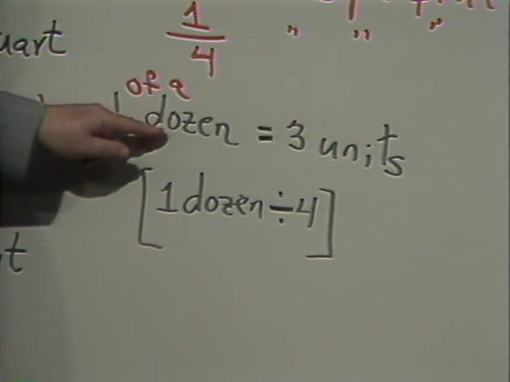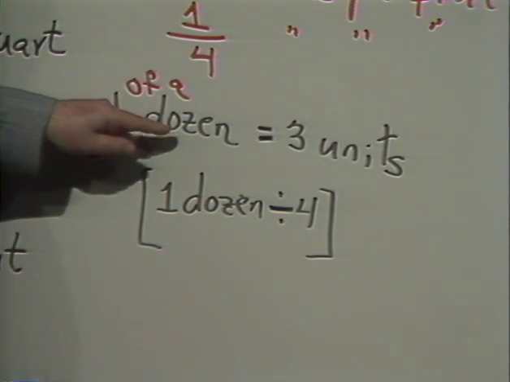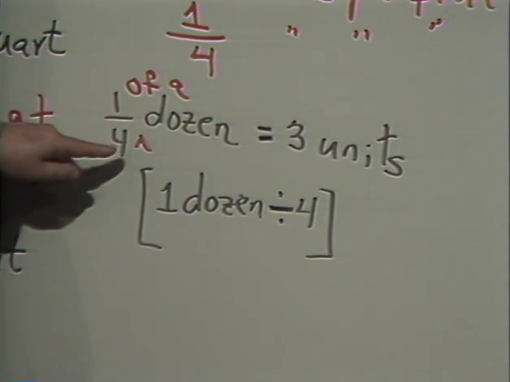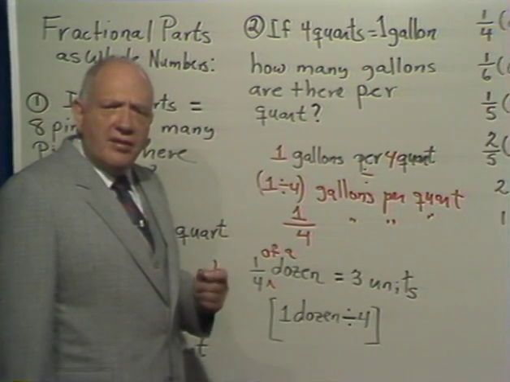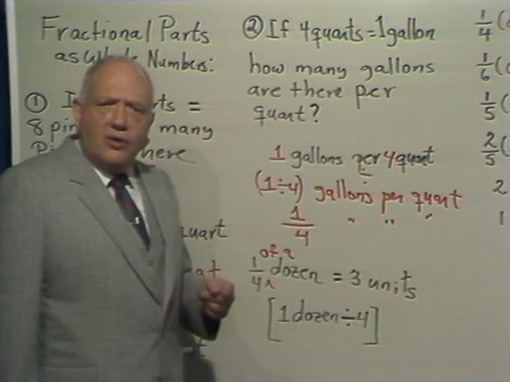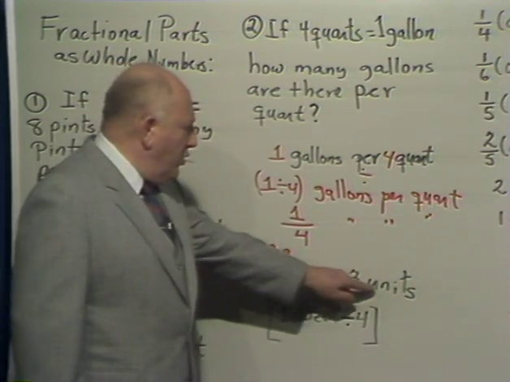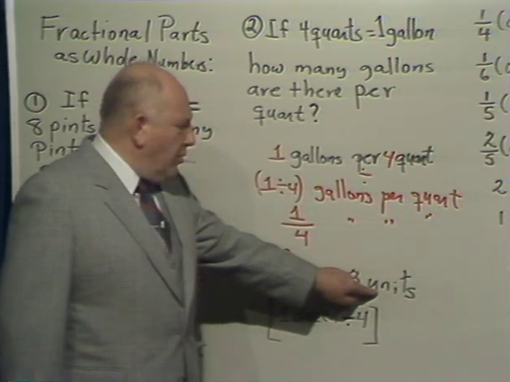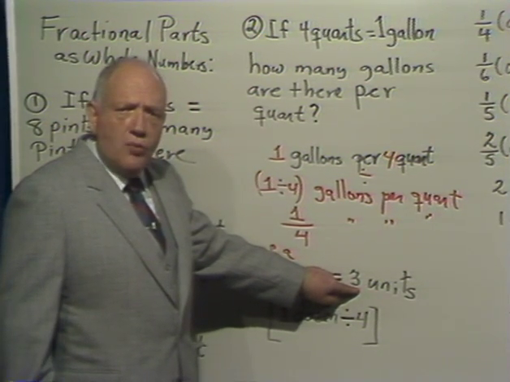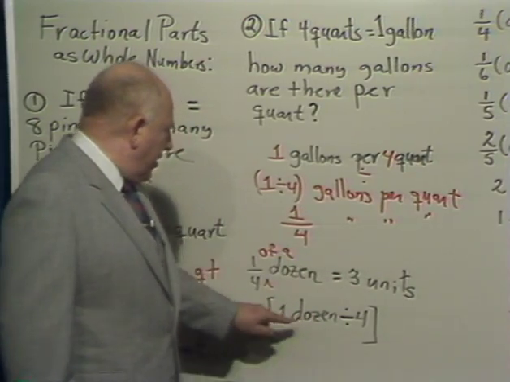And basically, 1/4 of a dozen is how many? You take the dozen and divide it into 4 equal parts. It's 1/4 of a dozen. But how many are there in a dozen? 12 units. Now, if you take 12 units and divide that by 4, you're going to get 3 units. In other words, if you were to multiply 3 units by 4, you get 12 units, which is called a dozen. Do you see the idea here?